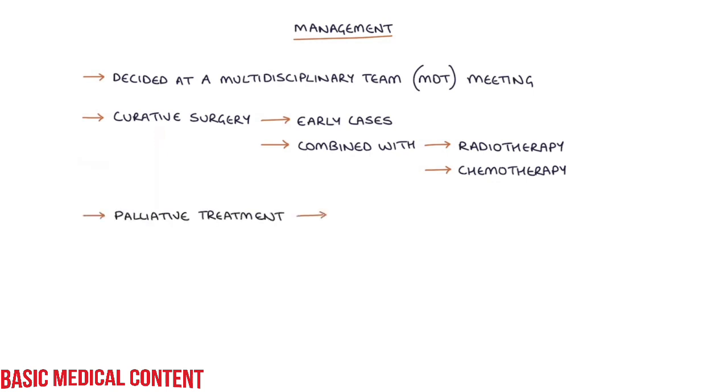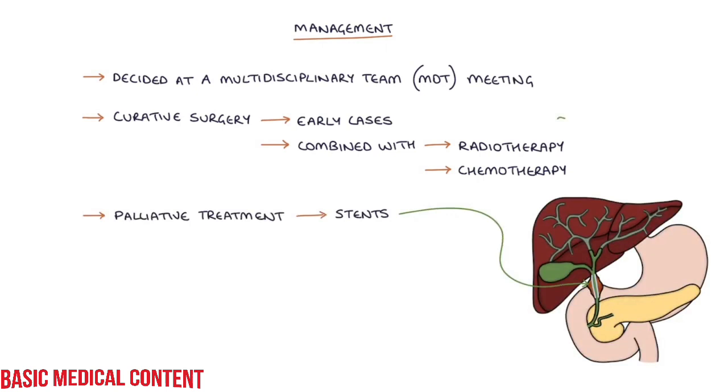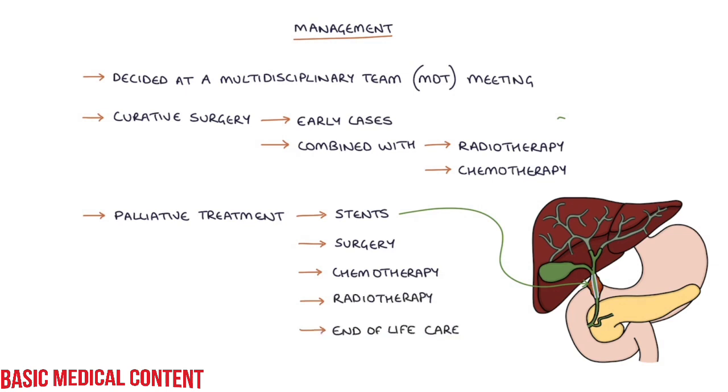Palliative treatment may involve stents inserted to relieve any biliary obstruction, surgery to improve symptoms, for example, bypassing a biliary obstruction, palliative chemotherapy, palliative radiotherapy, and end-of-life care with symptom control.